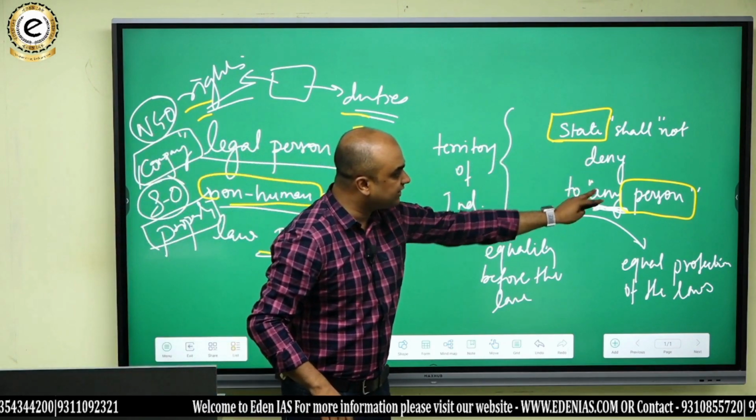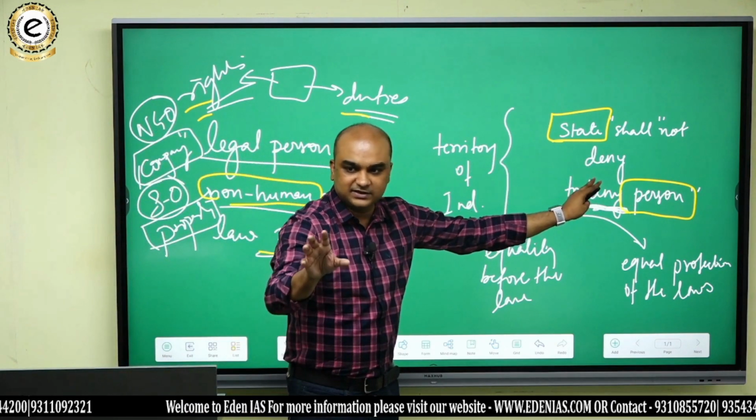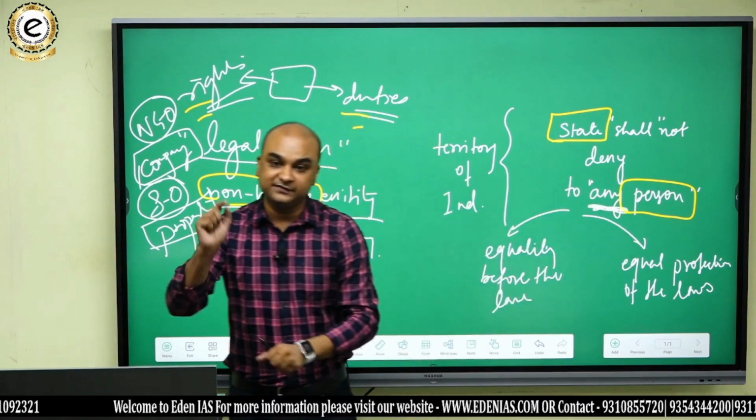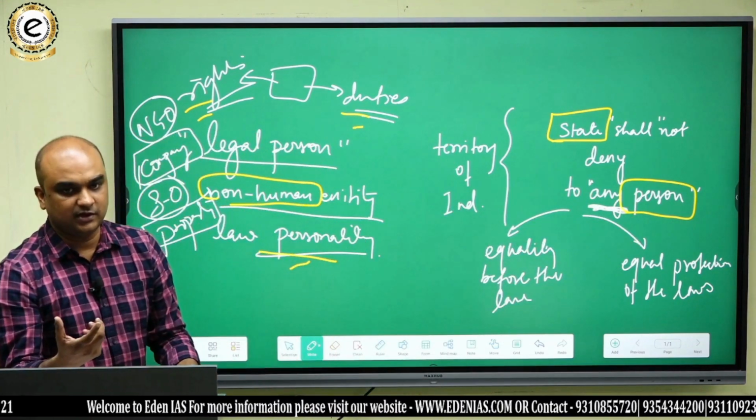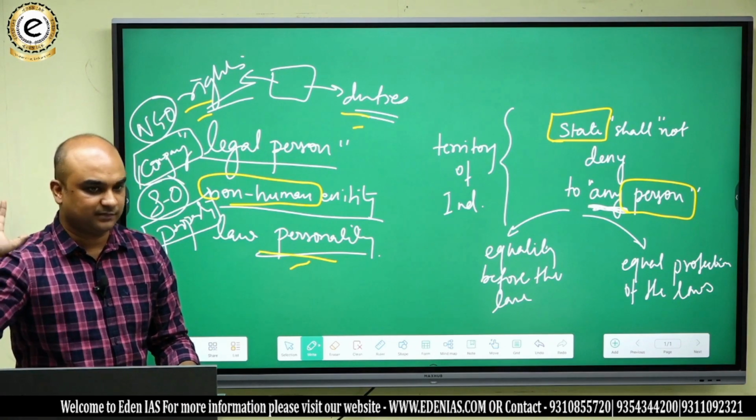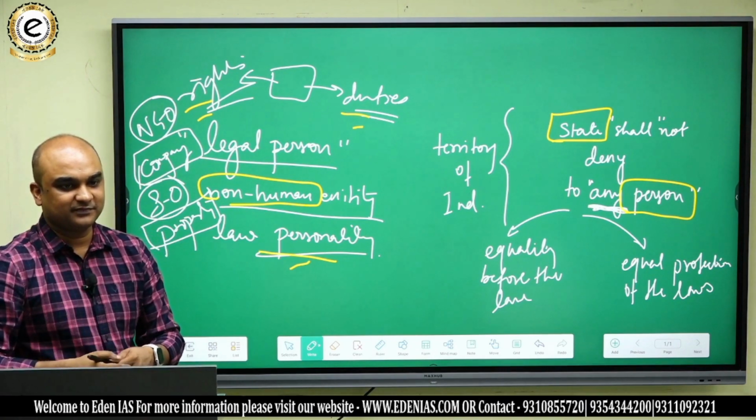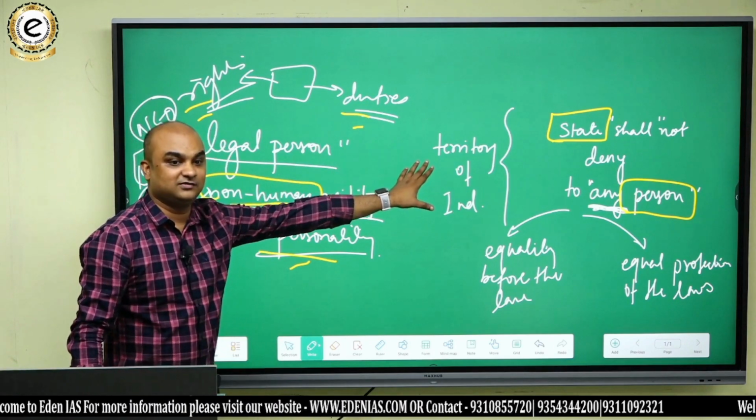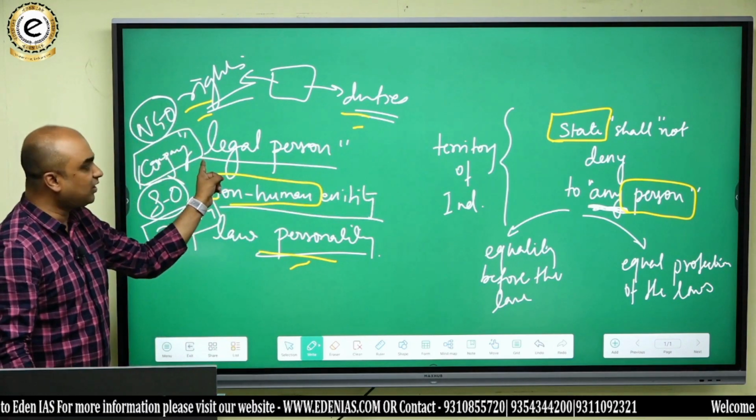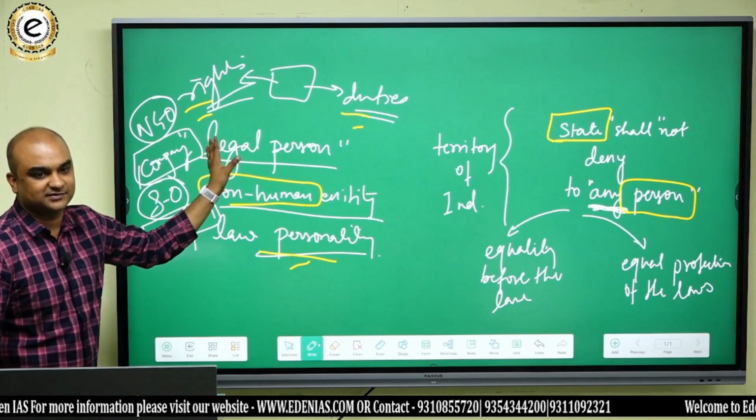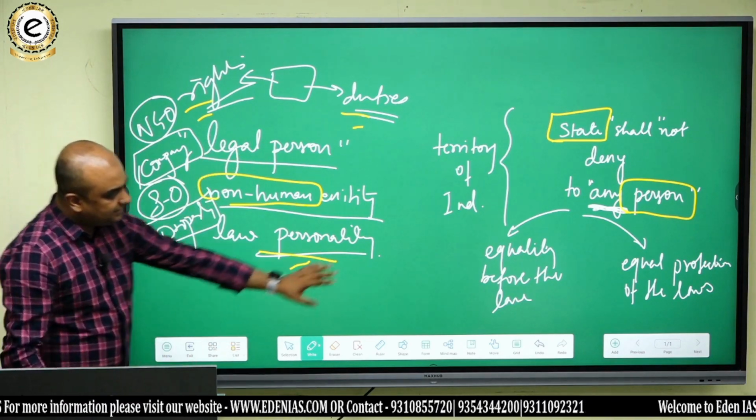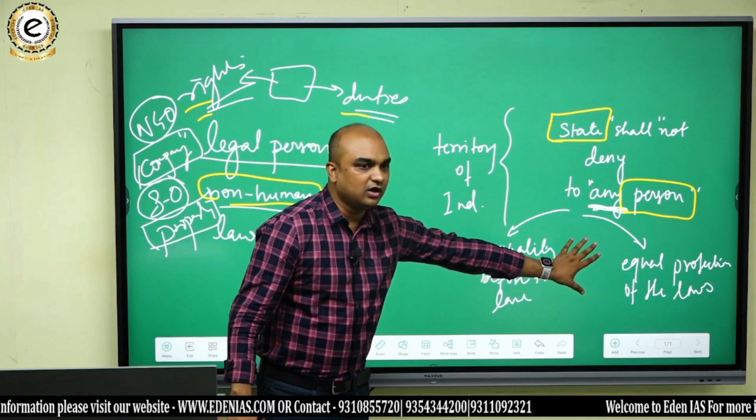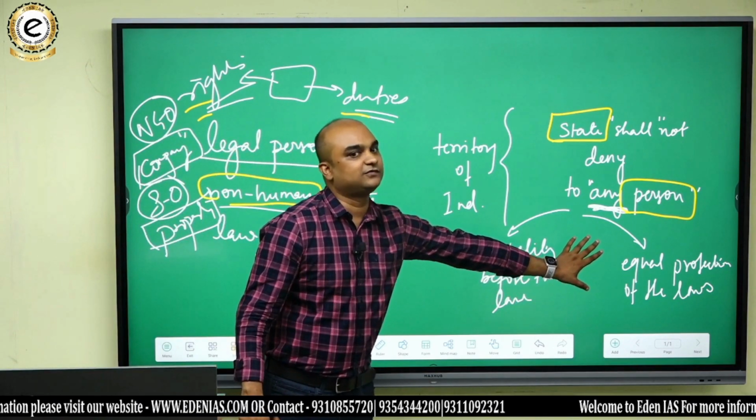The state shall not deny to any person. Any means both citizens as well as non-citizens, and person includes individuals as well as legal persons like companies, institutions, etc. Yes, a non-living thing can also become a person in the eyes of law. That's why that kind of thing would be called a legal person, not a biological person. Got it? And then these are the two important words: equality before the law and equal protection of the laws.